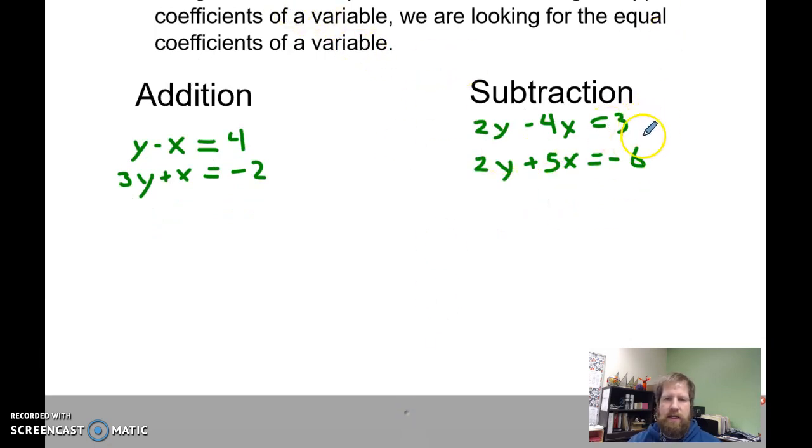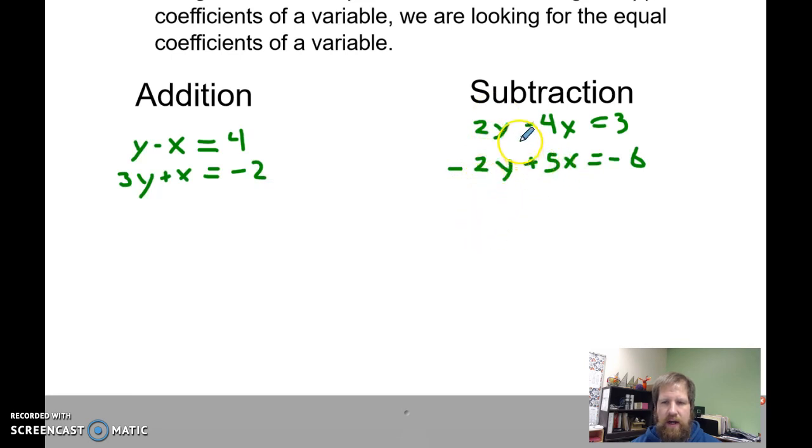This one is nicely started for us. We kind of get to skip the first couple steps. We've already got our variables lined up vertically. We've got the same things on the same sides of the equation, and we've got our coefficients the same. So when I subtract 2y from 2y, I'm going to get 0y.